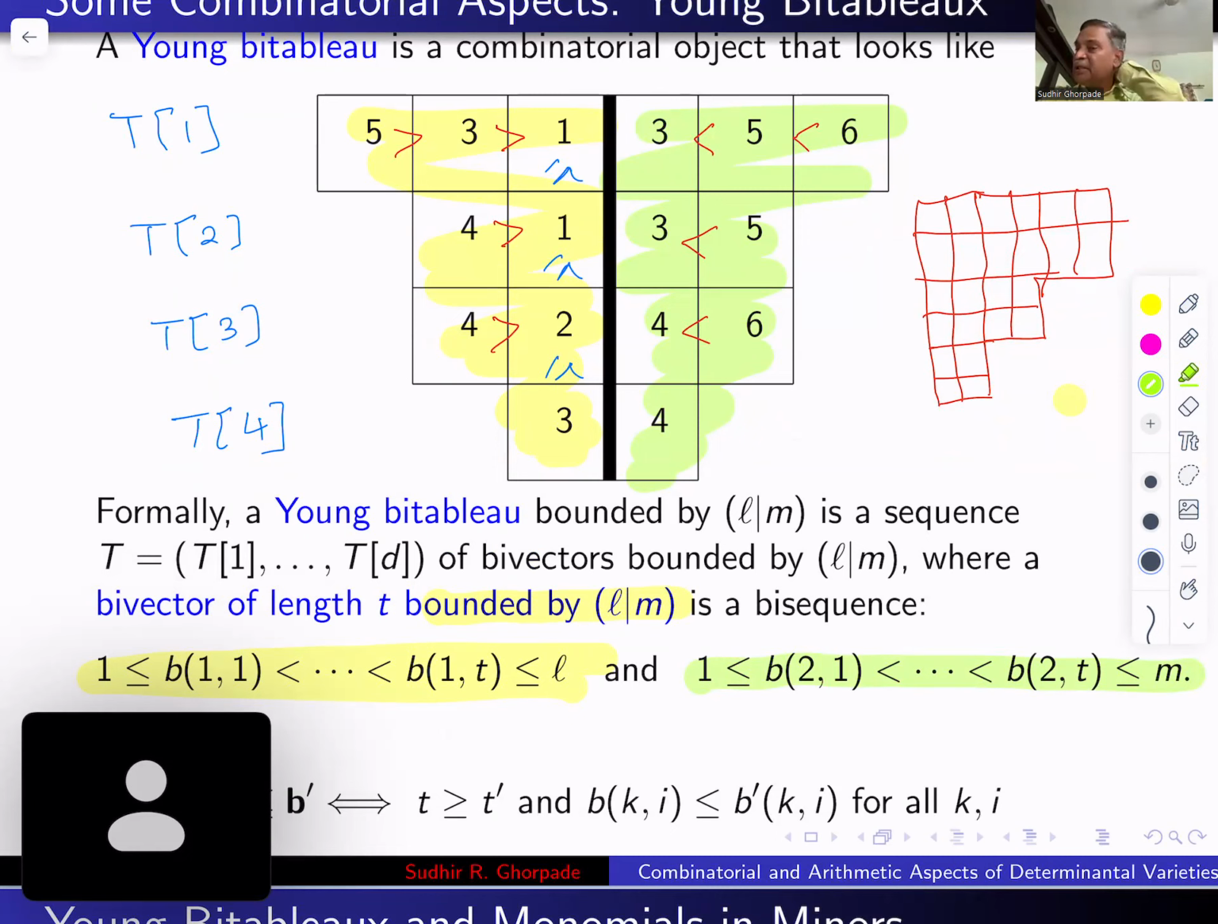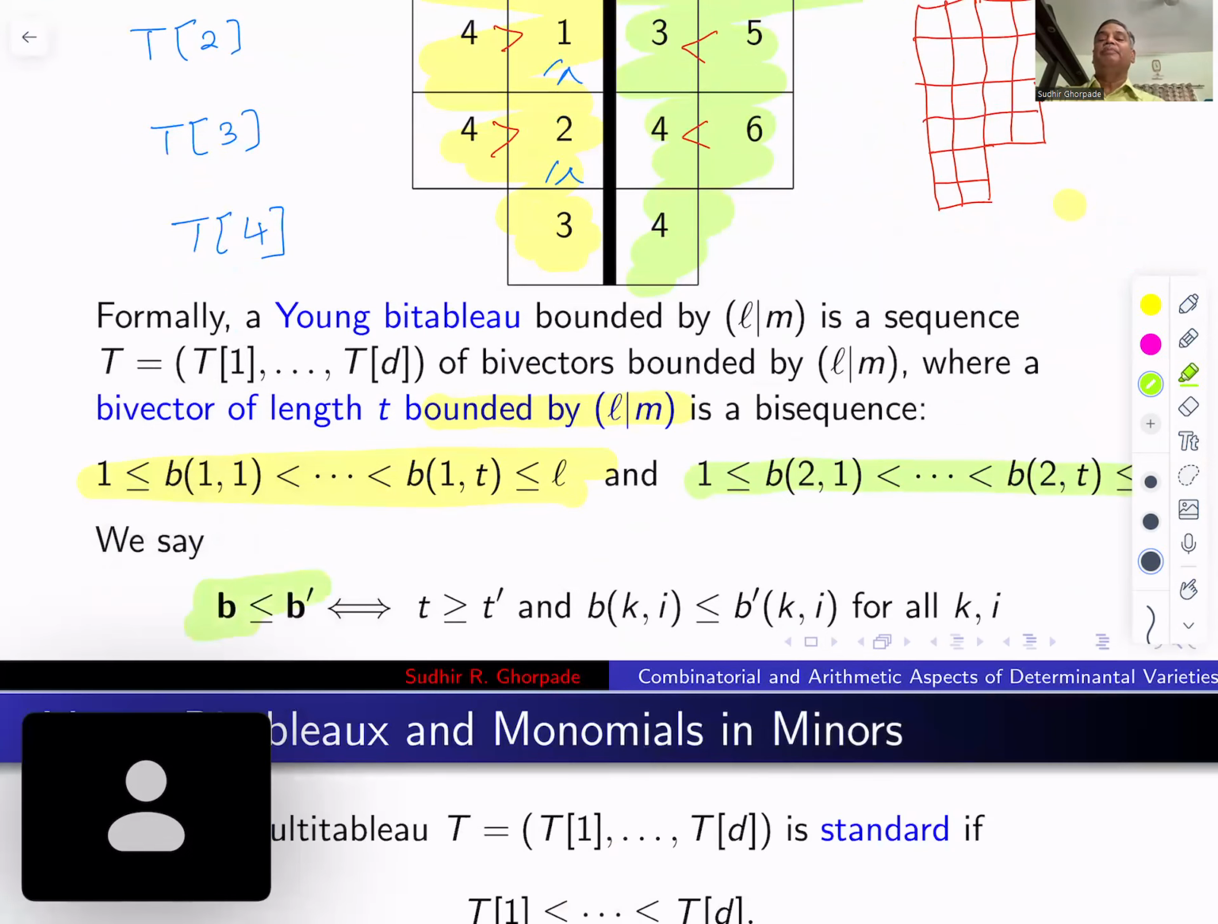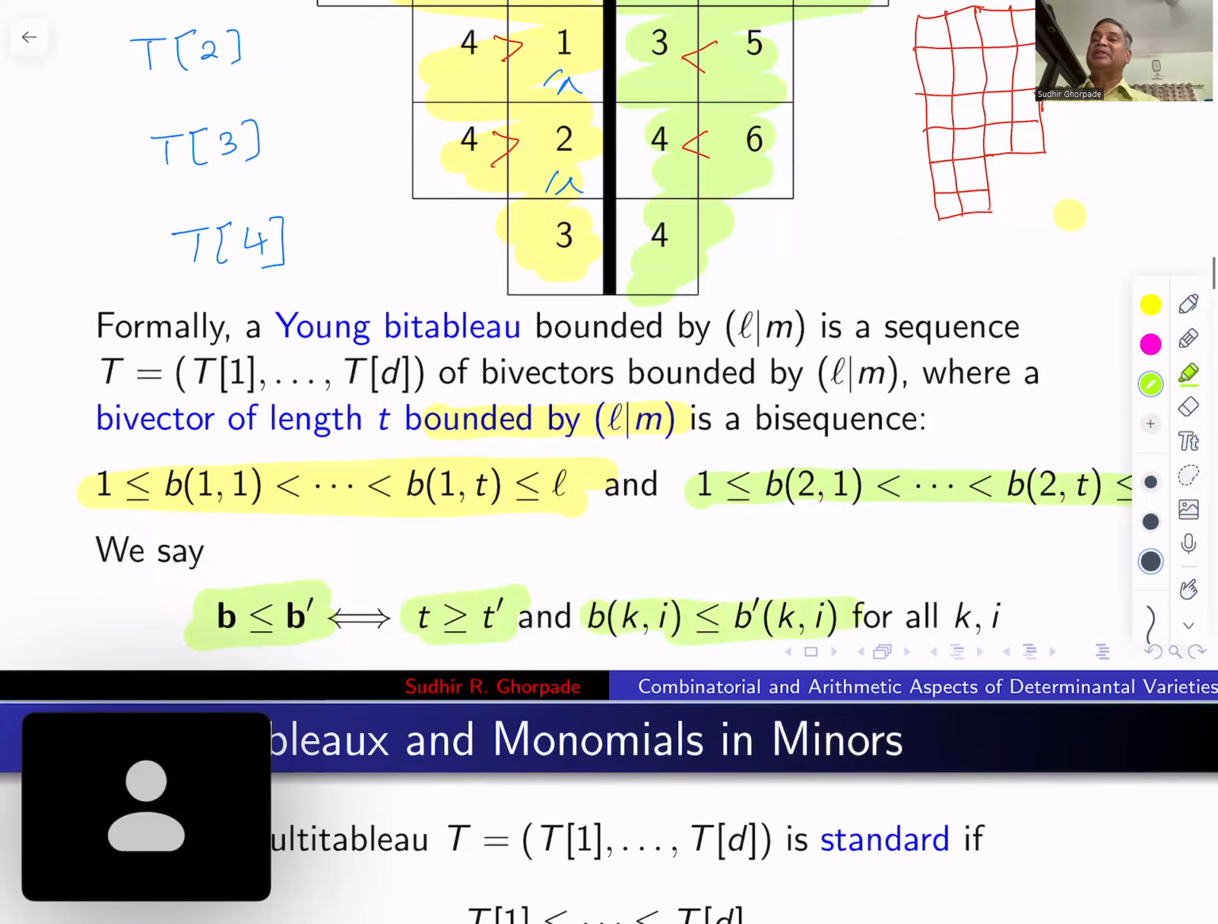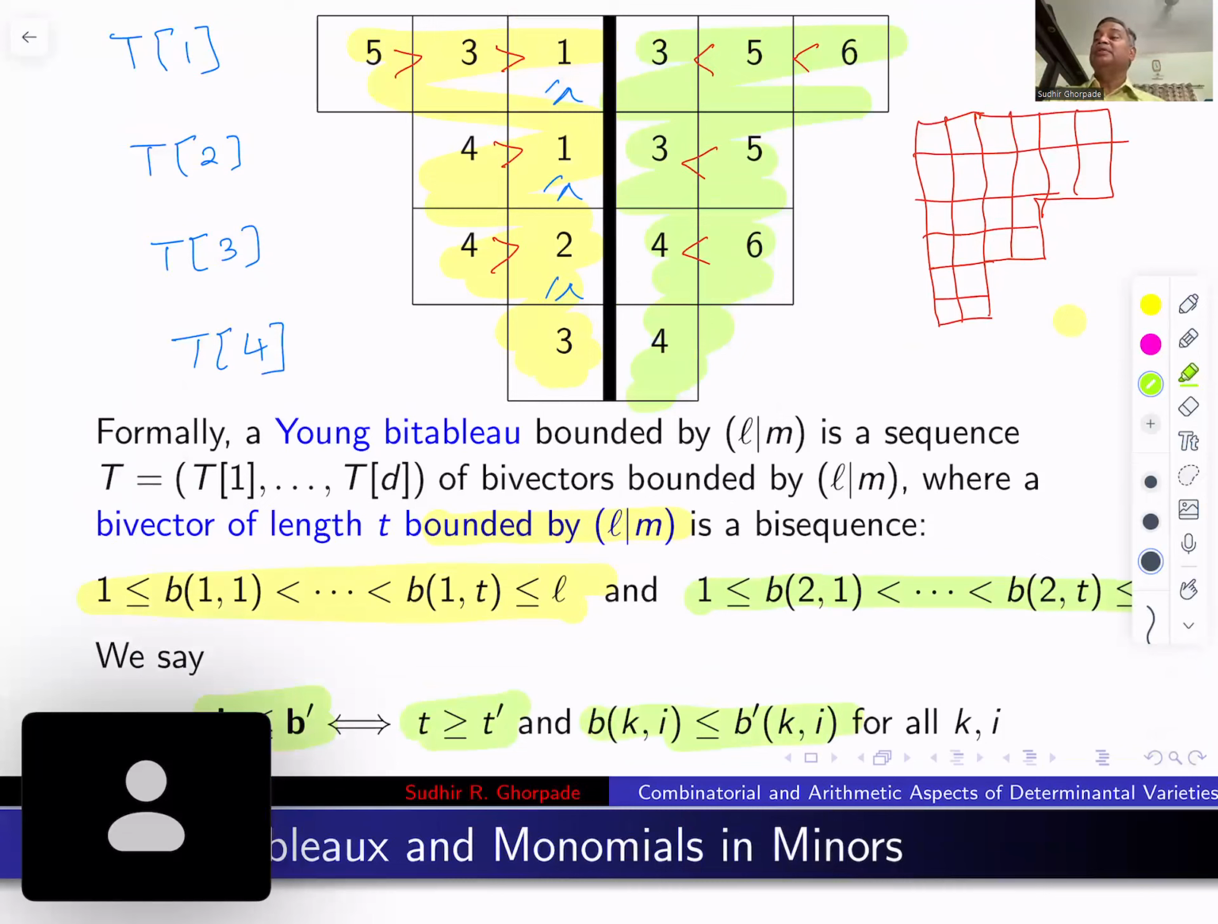Okay, so that's what a bivector is, and I will introduce an order on bivectors. I will say that one bivector B of length T is less than or equal to another bivector B prime of length T prime if T is bigger than or equal to T prime, and component wise you have less than or equal to. So you can see here that this bivector is less than or equal to this, this is less than or equal to this, and this is less than or equal to this, because the length of the first bivector is 3, that of the second one is 2, the third one is 2, and the fourth one is 1. So the lengths are decreasing, but component wise things are increasing or weakly increasing.